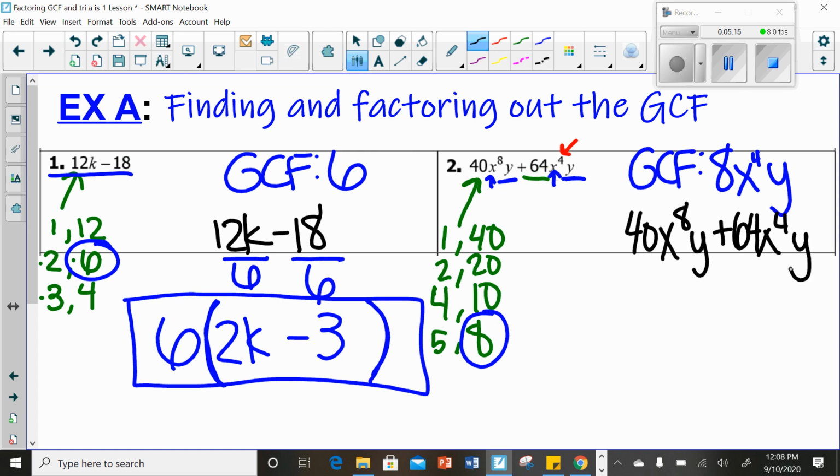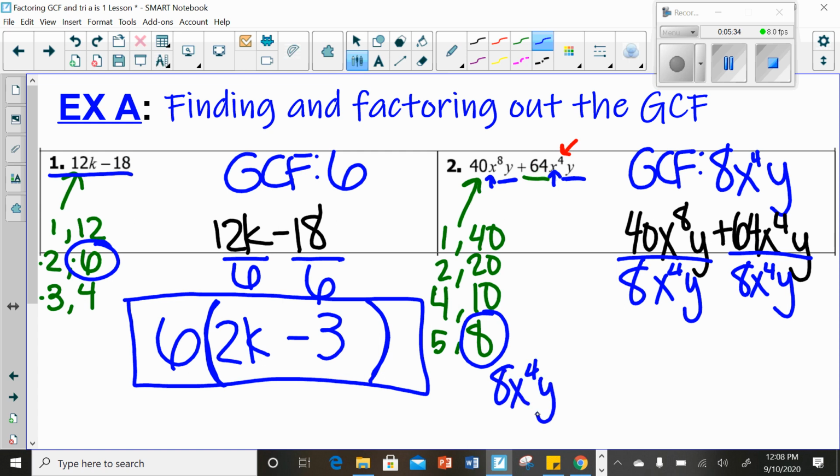Okay? And we want to divide everything by our GCF. So divide by 8x to the 4th y here, and divide by 8x to the 4th y here. And remember, when we write our answer, we want to write our 8x to the 4th y out front, and then our simplification within those parentheses.